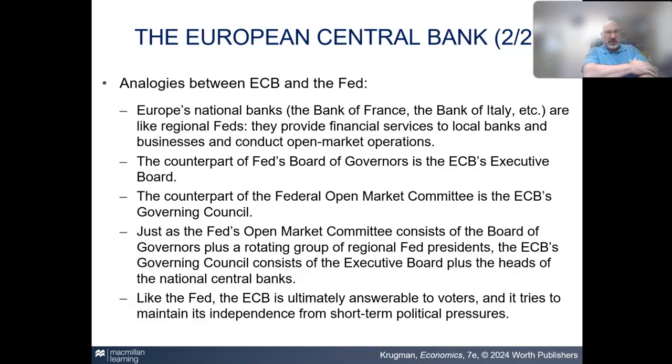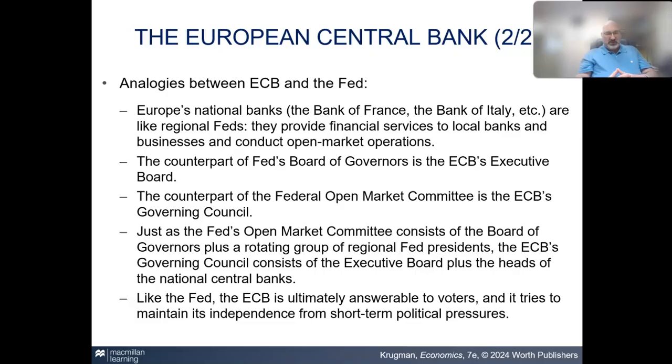Analogies between the ECB and the Fed. Europe's national banks, the Bank of France, Bank of Italy, are like regional Feds. They provide financial services to local banks and businesses and conduct open market operations. The counterpart of the Fed's Board of Governors is the ECB's Executive Board. The counterpart of the FOMC is the ECB's Governing Council. And just like the Fed's Open Market Committee consists of the Board of Governors plus a rotating group of regional Fed presidents, the ECB's Governing Council consists of the Executive Board plus the heads of the national central banks.